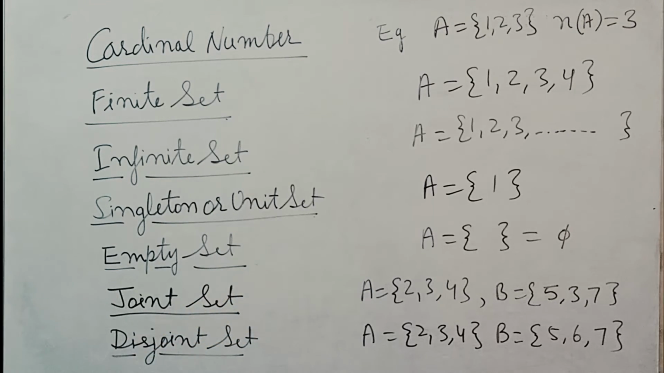Joint set: if two sets have at least one element in common, that is known as joint sets. As we have the sets A and B, A having elements 2, 3, 4 and B having elements 5, 3, 7. Here in both sets 3 is common, so they are joint sets. Disjoint set: if no element is common in A and B, that is known as disjoint sets. A equal to 2, 3, 4, B equal to 5, 6, 7, there is no element common, so they are known as disjoint sets. So these are the different types of sets we can know about. With the help of this you will do the sums of the next exercise, and you can find the cardinal number.